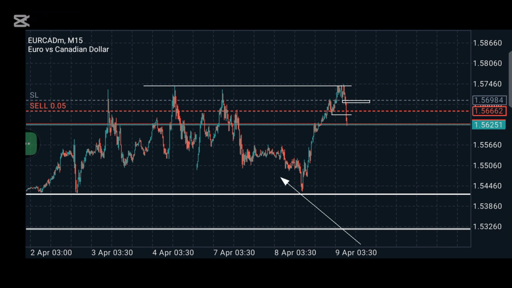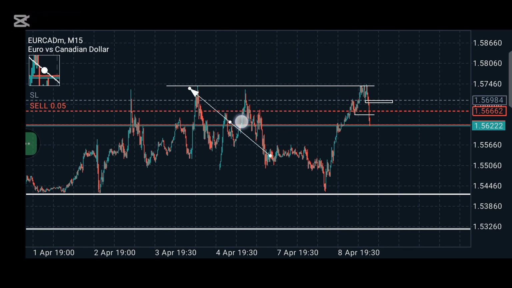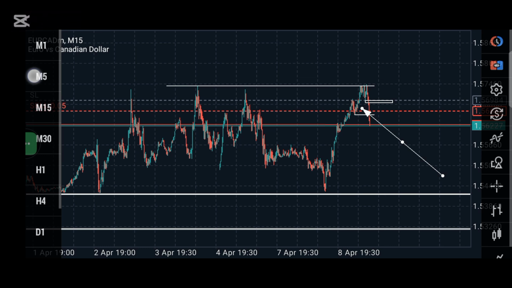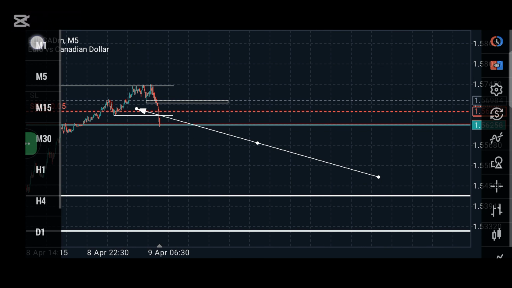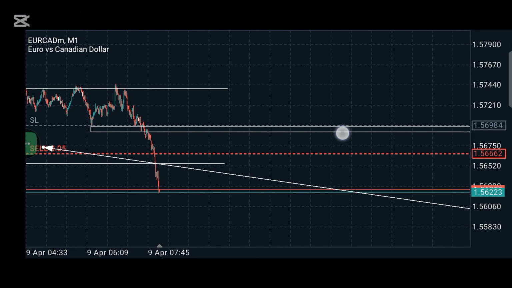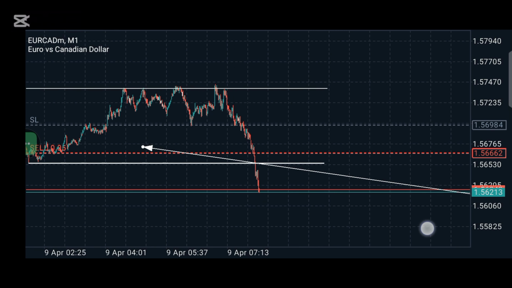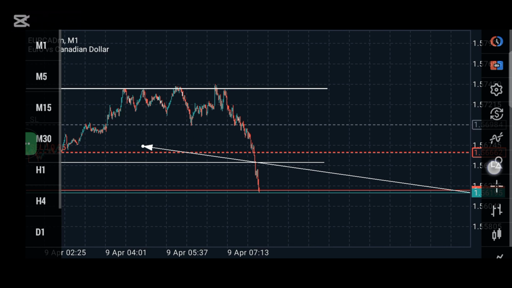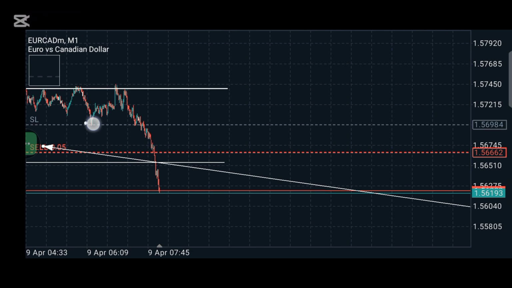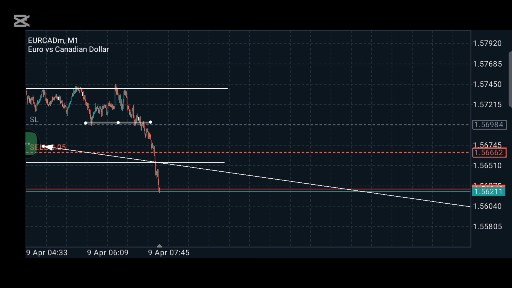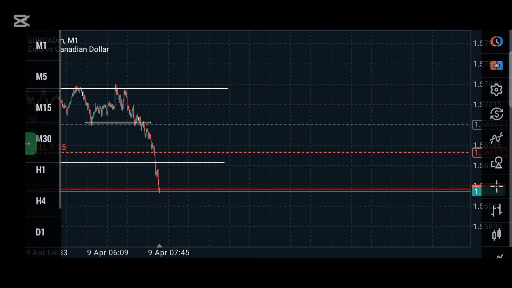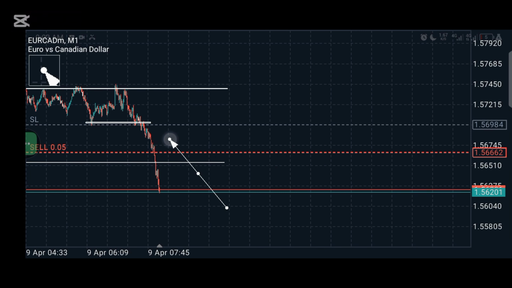Back to the CRT entry model, you want to see price sweep liquidity above previous day highs. Then after sweeping liquidity, you want to see a confirmation from the 15 minutes, or sorry, from the 1 minute. If it goes as low as the 1 minute, this is where I have my market structure shift. And if you're early enough, you would have been in this market at that 1 minute entry. But since I just saw this setup now, I'm entering here.